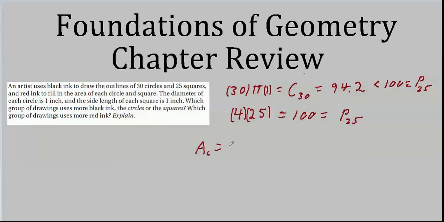Now it's going to be 30 times the area of one circle, which is pi times r squared. Well, d is 1. The radius is always half of the diameter. In this case, that's pretty easy to work out. Half of 1 is 1/2. And that has to be squared. So now, well, 30 times pi is 94.2. We know that from up here. One half squared is 1/4.